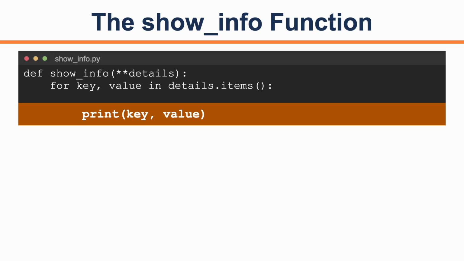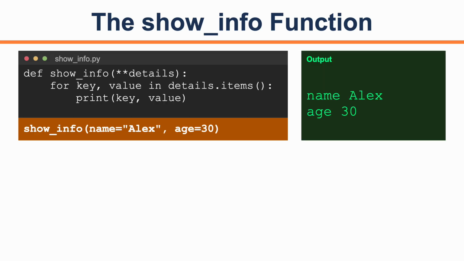have been printed. Passing name set to Alex and age set to 30 into showInfo sends 2 keyword arguments into the function. Both go into the details dictionary. The output prints name Alex on one line and age 30 on the next.